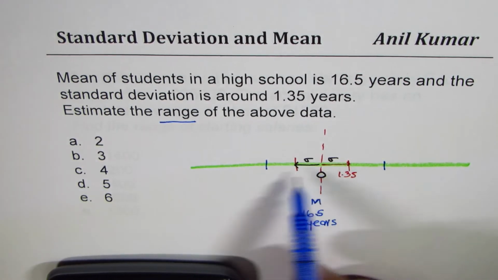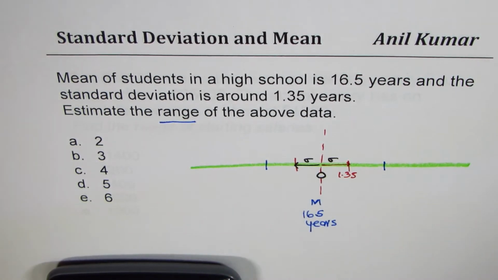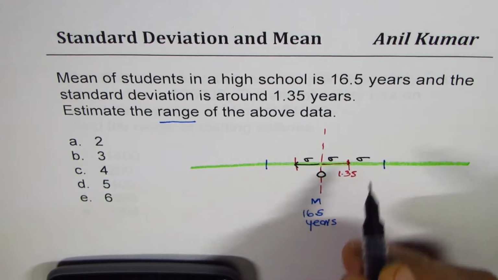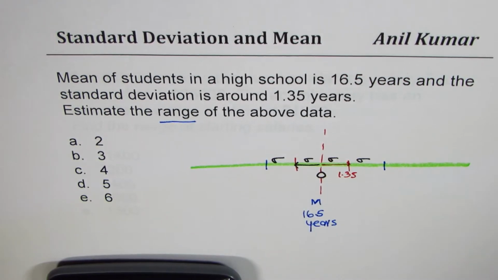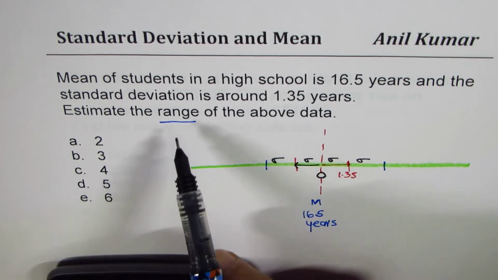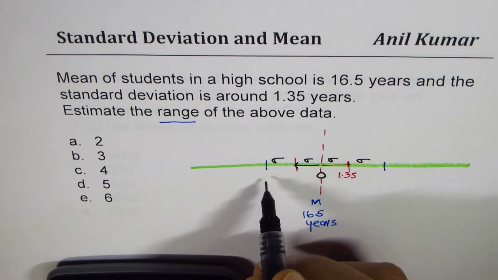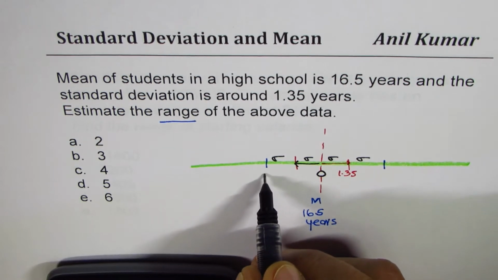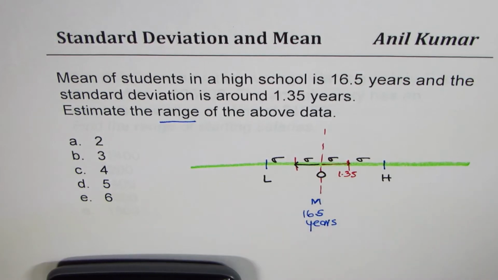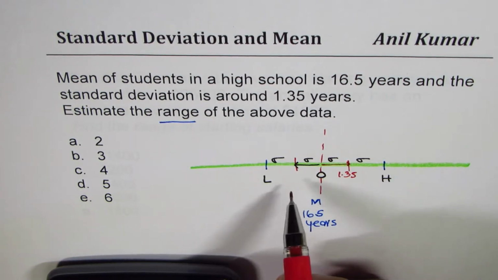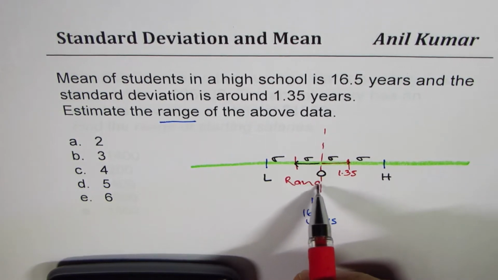So that is 2 standard deviations away, right? 2 standard deviations. So one more standard deviation on either side. Do you get an idea? Is that okay? So that clearly shows what the range is. Range is difference between, let's say, lowest to highest. Is it okay? So between these two, lowest to highest, we call this as range.